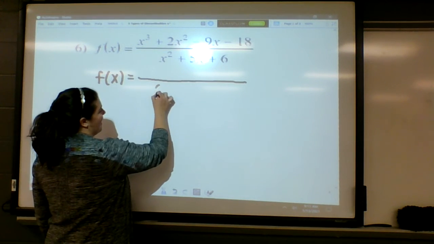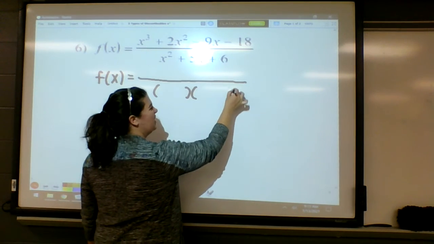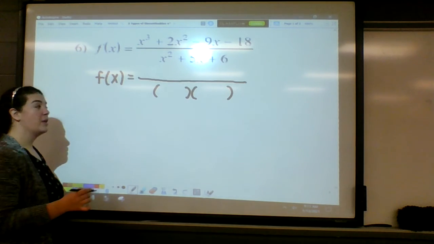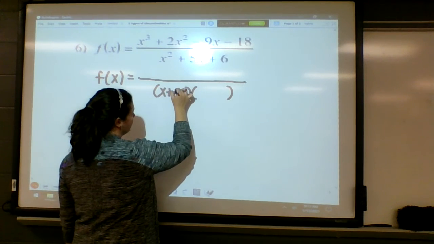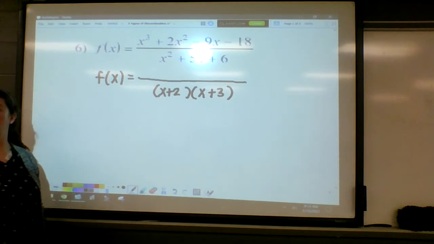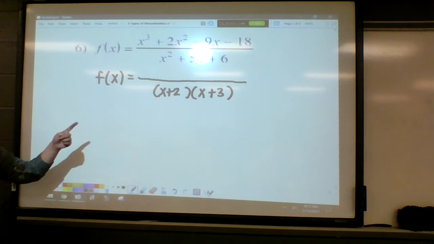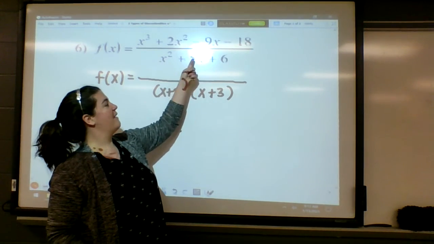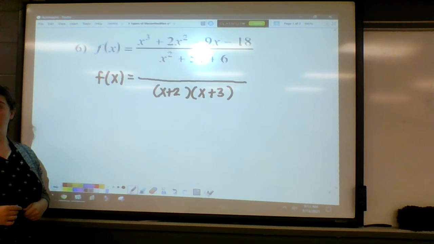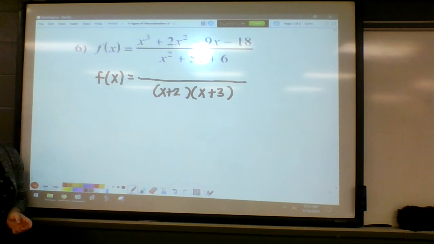What did you get for the factors in the denominator? Because that was a pretty easy factor, right? Plus 2 and plus 3. So x plus 2, x plus 3. Do you all agree with that? Yes, two numbers had to multiply to be 6 and add up to be 5, so they were 2 and 3. 2 times 3 is 6, 2 plus 3 is 5, right? Everybody good? Okay.